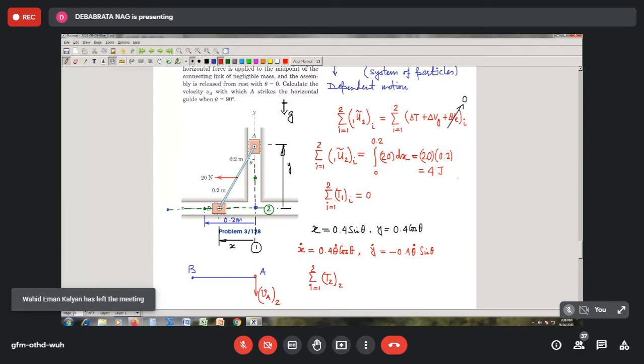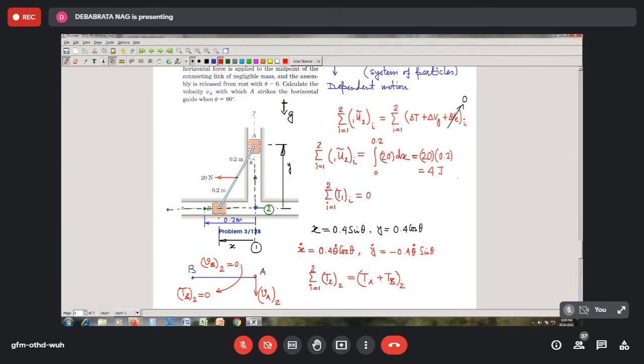That means the total kinetic energy at 2 should be equal to TA plus TB at position 2, correct? Yes, sir. And just now we note from here that TB2 becomes equal to 0. Why is it so? Because VB2, the velocity of point B at position 2, comes out to be 0. As a result, TB2 is basically equal to 0.